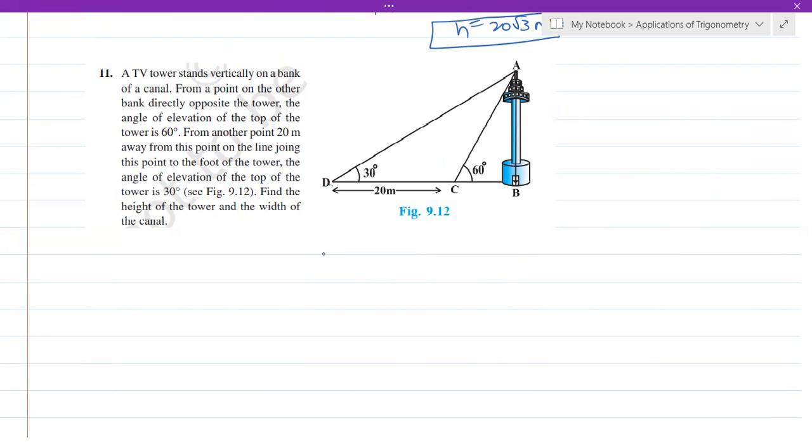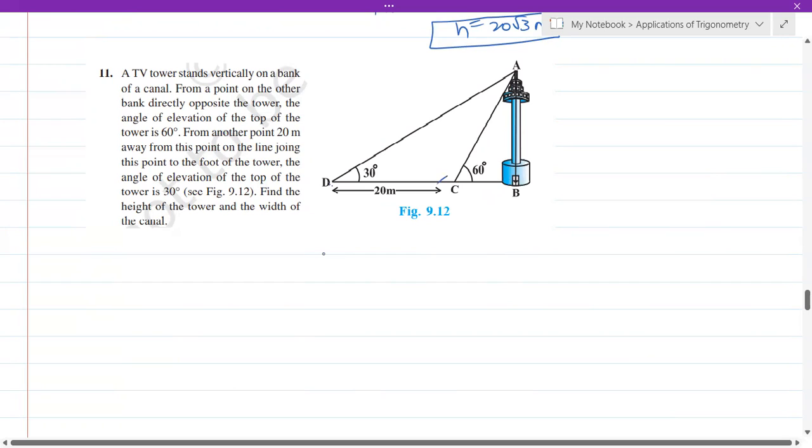Now, what we have to find is the width of the canal and the height of the tower. Height of the tower in the sense we have to find AB, and CB is the width of the canal, isn't it? Because C is the point on the opposite bank of the river. This is one side of the river where B is, and the other point is C. So the width of the river is CB.